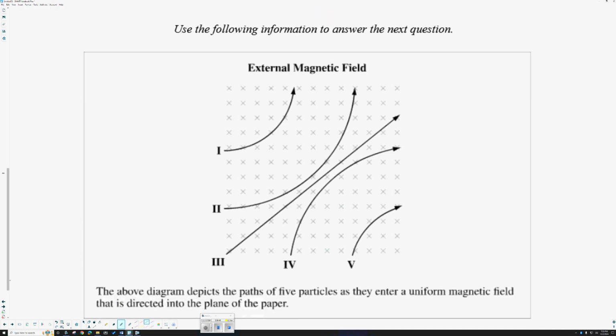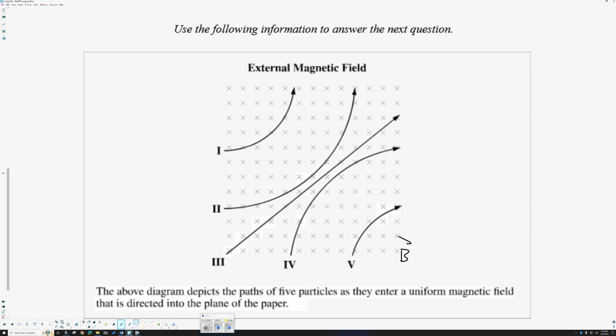Here we have an external magnetic field. You can see by the X's that it's pointing into the page. And then we have 5 different particles, 1, 2, 3, 4, and 5. We want to know what path 5 shows, whether it's a proton, neutron, electron, or an alpha particle. All except for number 3 are deflected in this magnetic field. If it's deflected in an external magnetic field, we're going to use the deflection rule.